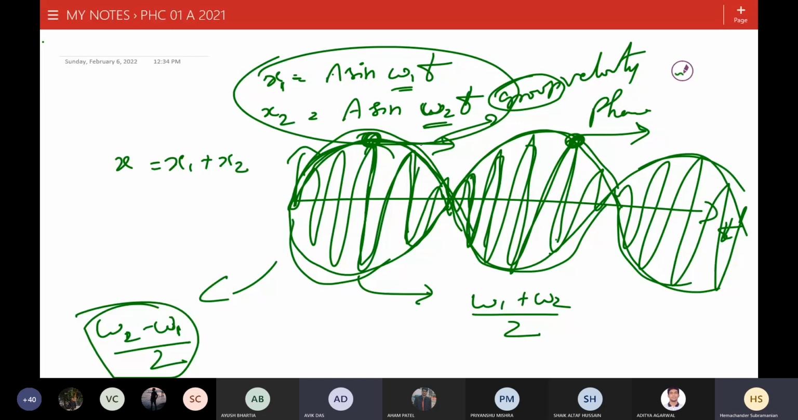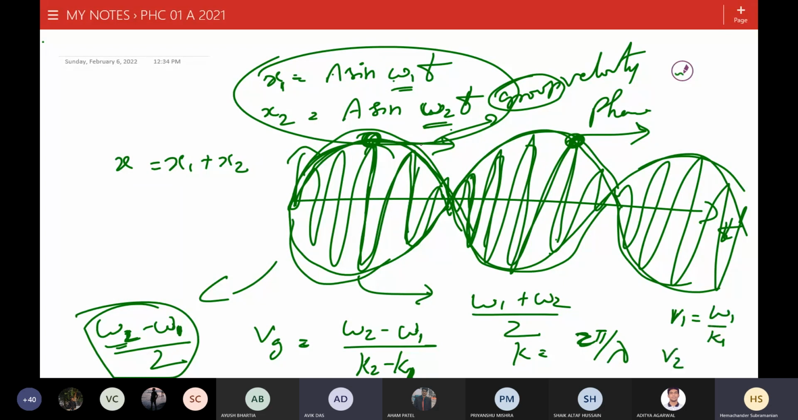So Vg, that's group velocity. You can think of that as omega 2 minus omega 1 divided by k2 minus k1, where k is 2 pi over lambda. There are two different lambdas and two different frequencies, omega 1 and omega 2, for the two waves. Then there are two different velocities. The velocity of the first wave is omega 1 over k1. The velocity of the second wave is omega 2 over k2. Now the group velocity is defined as omega 2 minus omega 1 divided by k2 minus k1.